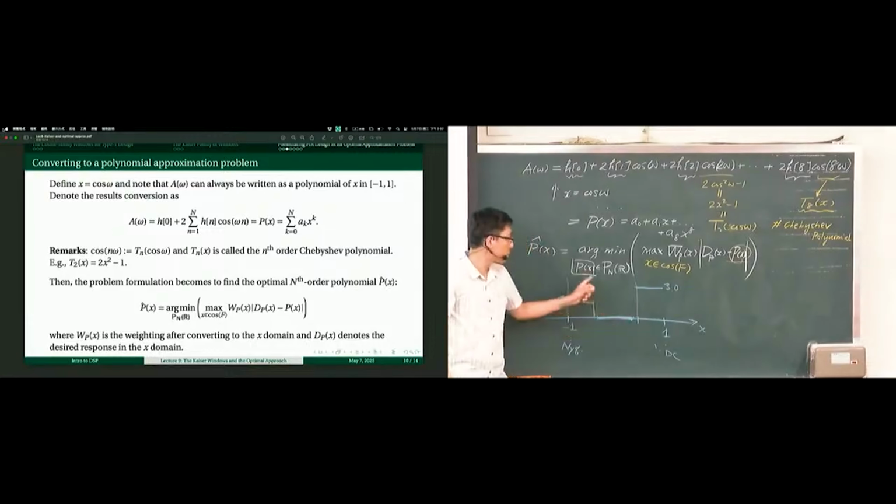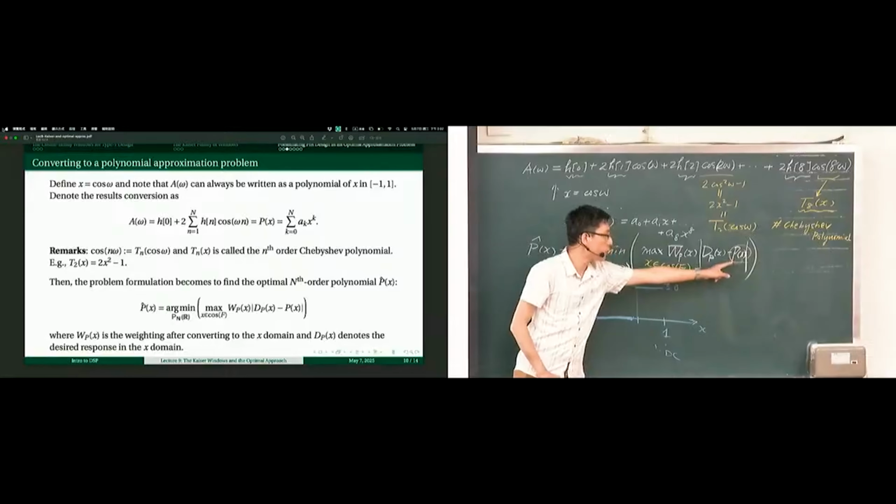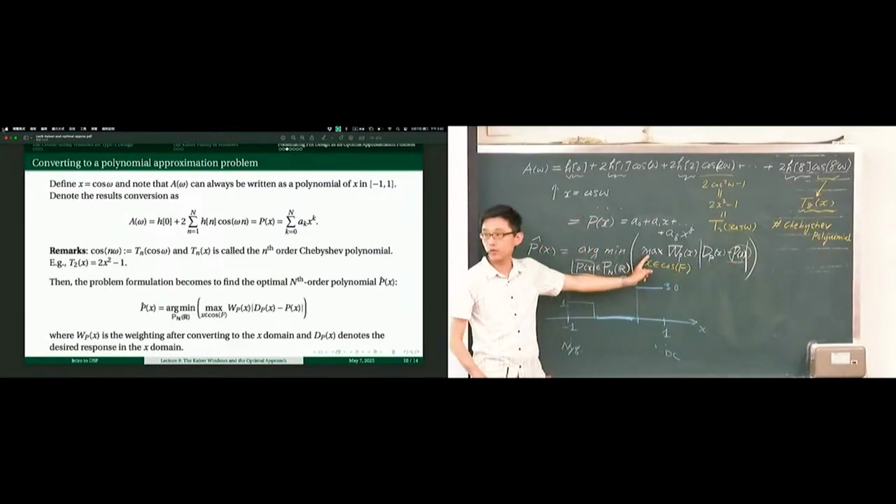Low frequency to your right, high frequency to your left. Just a change of variable. Fairly easy. Okay? And similarly, you can plot your penalty. The penalty can also be plotted with the X variable. So that should be pretty straightforward. And now our job is to find an argument that minimizes the maximum approximation error.